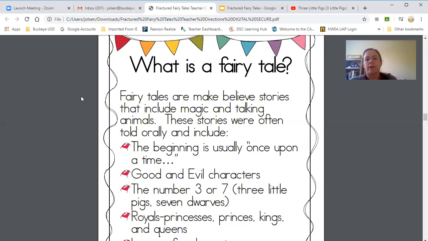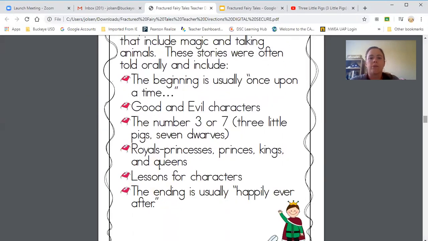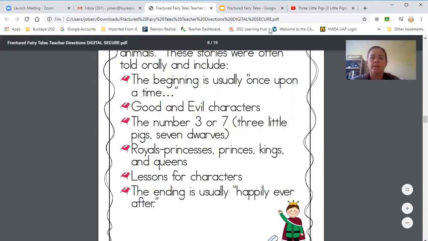They have good and evil characters. Sometimes they have the number 3 or 7 for some reason, so we'll be looking for that. They might have royal princesses, princes, kings, and queens. There's usually a lesson that's learned, and then the ending is usually happily ever after. So they usually end in a happy way.